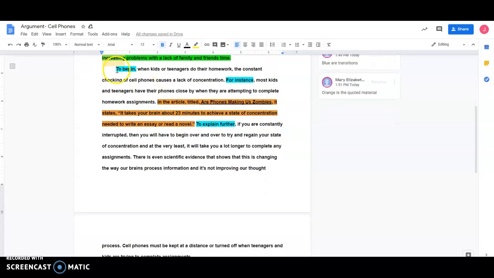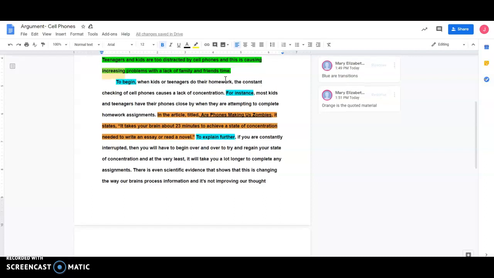Starts with the transition, awesome, to begin, comma. When kids or teenagers do their homework, the constant checking of cell phones causes a lack of concentration. Great reason, restatement of the first reason. For instance, most kids and teenagers have their phones close by when they are attempting to complete homework assignments. Awesome elaboration on the reason and a specific example, Ms. Hero. In the article, titled, Are Phones Making Us Zombies, it states, it takes your brain about 23 minutes to achieve a state of concentration needed to write an essay or read a novel. This is a beautiful quote that supports your reason.